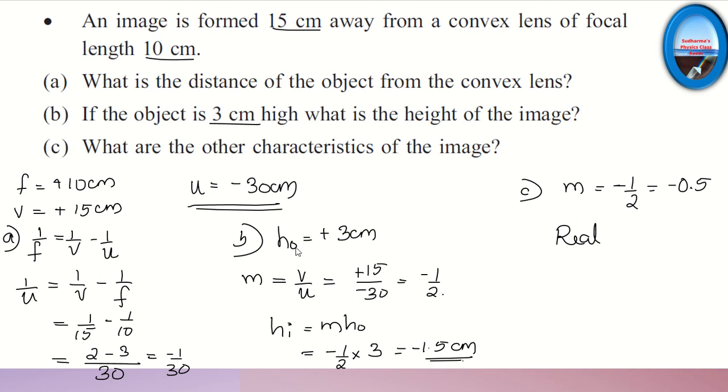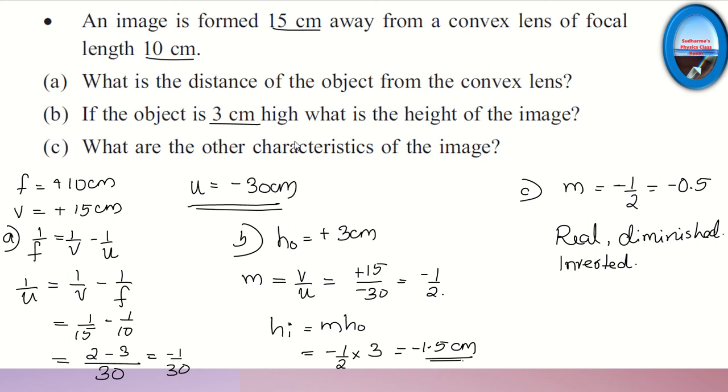We have the height of the object as plus 3, and the height of the image is 1.5. That means the height of the image is becoming half the size of the object. So this is going to be a real and diminished image, because the size of the object was 3 centimeter and the image size is 1.5. It is small in size. Real, diminished, and all real images will be inverted in nature. Okay, so these are the other characteristics of the image.